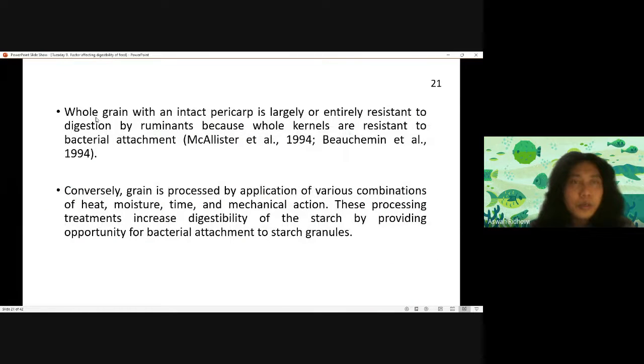But regarding the reason for processing feed, they say that whole grain with an intact pericarp is largely or entirely resistant to digestion by ruminants because whole kernels are resistant to bacterial attachment. Conversely, grain is processed by application of various combinations of heat, moisture, time, and mechanical action. This processing treatment increases starch digestibility by providing opportunity for bacterial attachment to the starch granule. So in this case, the pericarp is the part that is resistant to digestion by the ruminant.